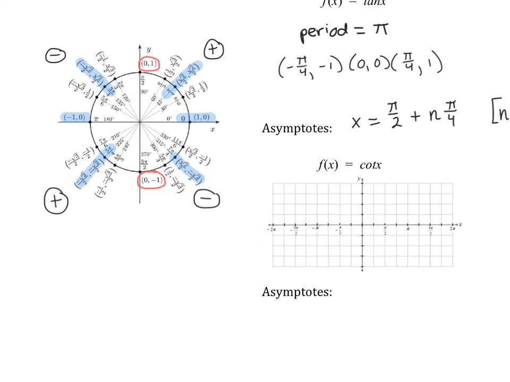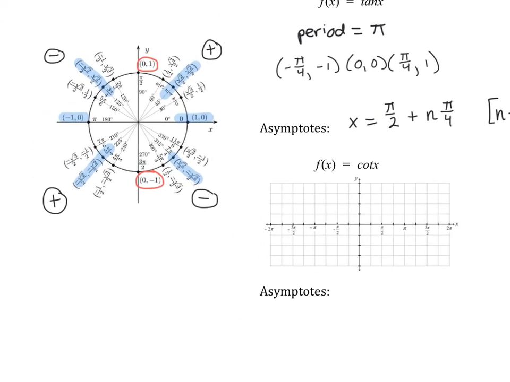Okay, let's move on to our cotangent function. For cotangent, it's going to be the reciprocal of tangent. So instead of doing y over x, it's going to be x over y. That means we're going to have a vertical asymptote whenever y is 0. So I'll put a box around it.